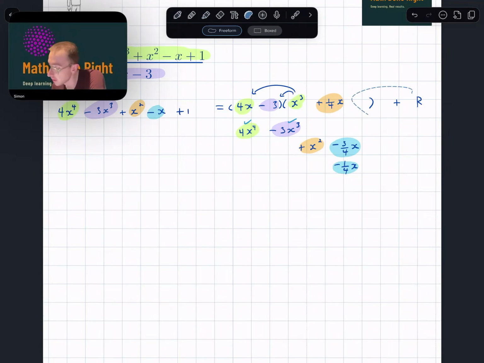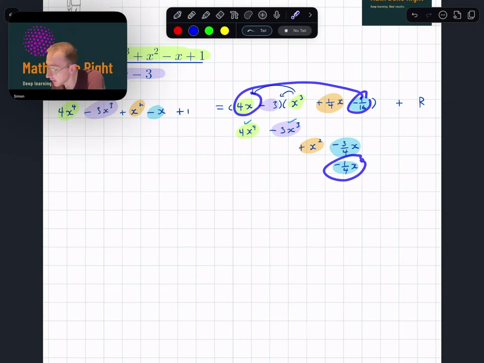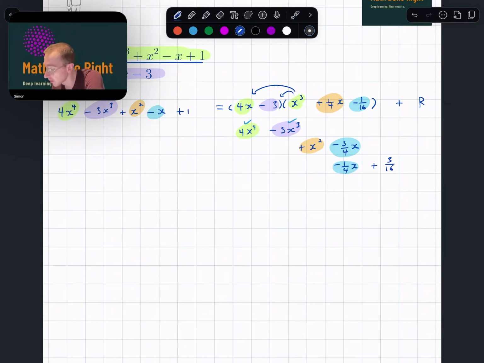So we need negative 1 over 4x. So we have to put in, as the constant here, negative, but we're going to multiply it by a 4x. So this is going to have to be negative 1 over 16. Negative 1 over 16 will multiply by the 4x and give us negative 1 over 4x. The 16 in the denominator will cancel with the 4 in the numerator, become a negative 1 over 4, and then we have an x. Then we take the negative 1 over 16, multiply it by the 3, and we get positive 3 over 16.